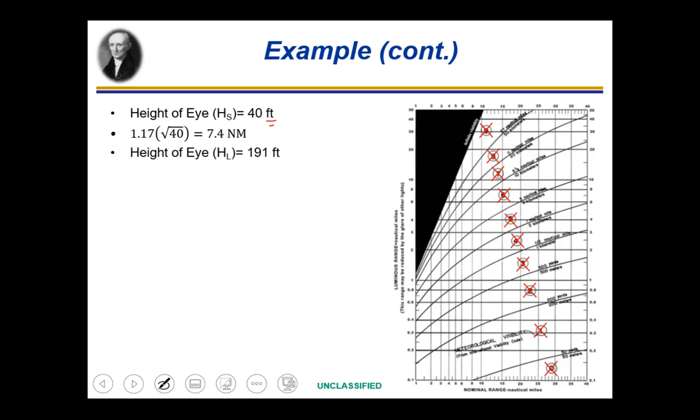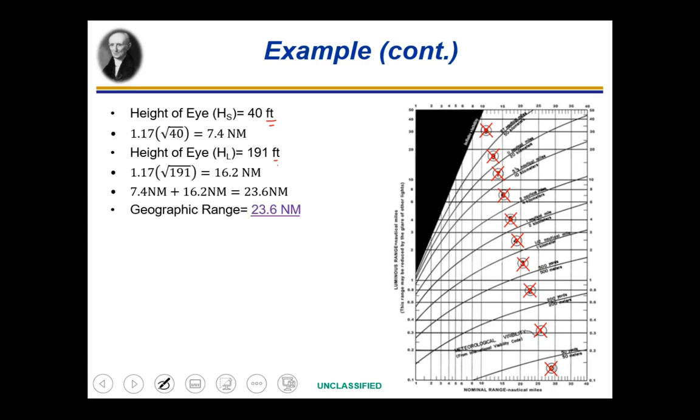Now, from the Light List, we determined the height of the light to be 191 feet. In units of feet, good to go there. We use the same equation, 1.17 times the square root of 191, and that gives us a value of 16.2 nautical miles for the horizon distance of the light. Now we're going to add those two horizon distance values together, 7.4 plus 16.2, to get a geographic range of 23.6 nautical miles. So geographic range, we have found, we are good to go.